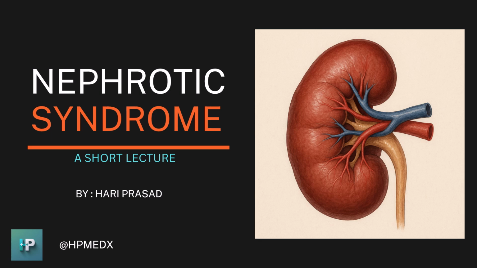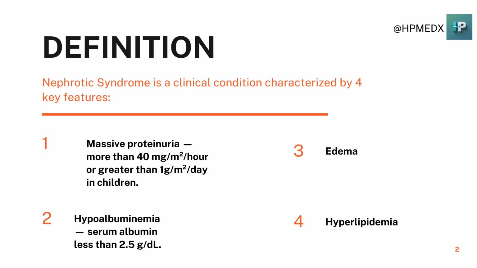In today's video, I will be discussing nephrotic syndrome, one of the important topics in pediatrics. At first, let's see the definition of nephrotic syndrome. It is a clinical condition characterized by four key features: massive proteinuria, more than 40 milligram per meter square per hour or greater than 1 gram per meter square per day in children, and then hypoalbuminemia if serum albumin is less than 2.5 gram per deciliter, and third one is edema, and fourth one hyperlipidemia.